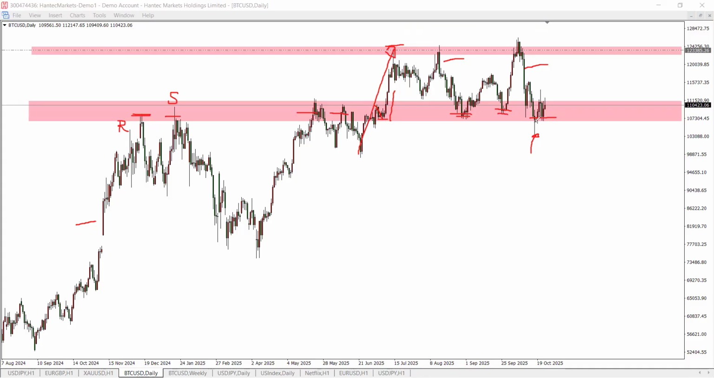Now, I'll tell you this. If you're looking to buy, this is the area. If you're looking to sell, I'll definitely say here is resistance. But I also have a mini, strong resistance area over here. Yes, I'll call it resistance, and I would also call it a supply zone.